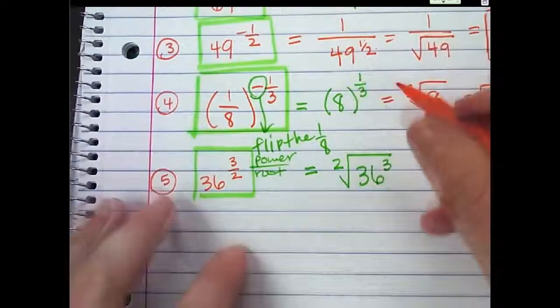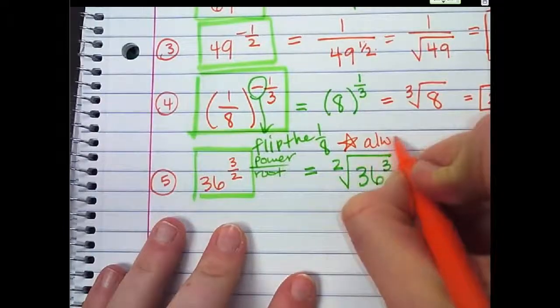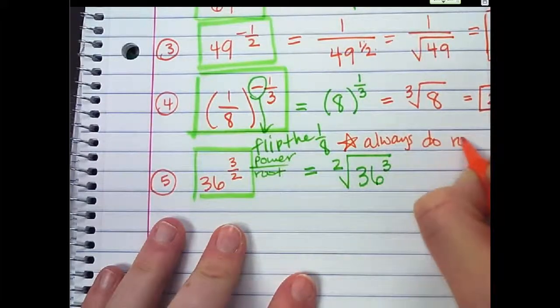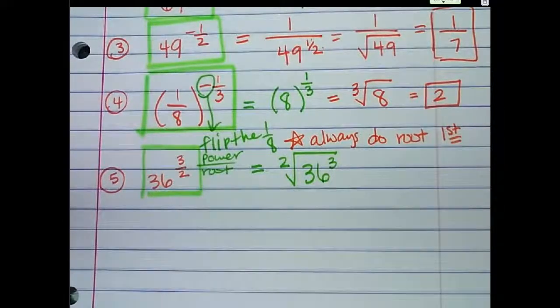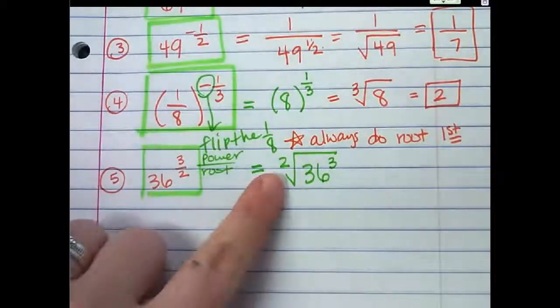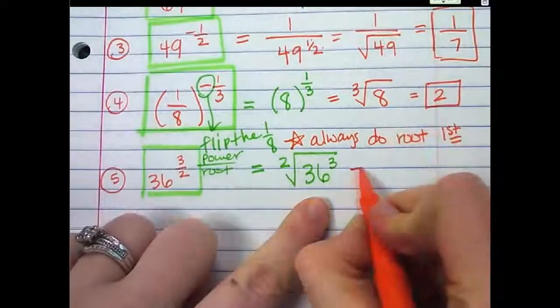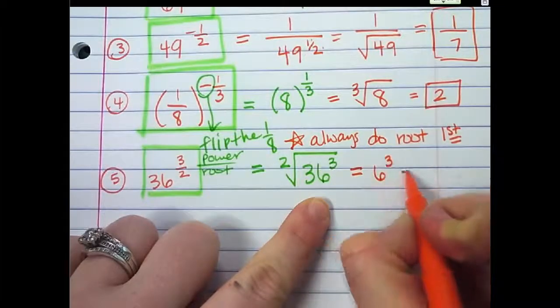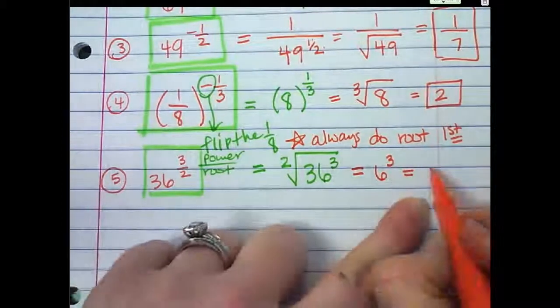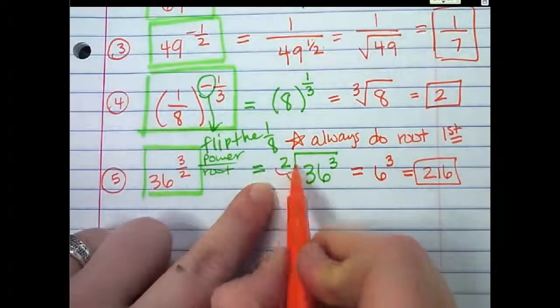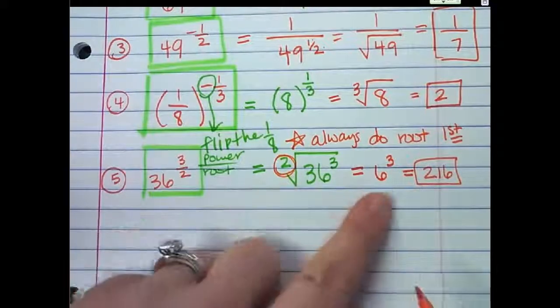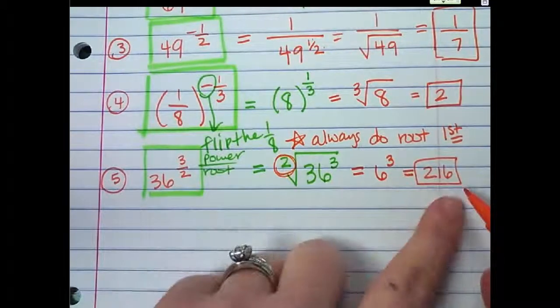Because you don't have a calculator, always do the root first. Always do root first, because if you try to cube 36, that's going to be a huge number. Then you have to figure out what the square root of that is. But if you do the square root first, what's the square root of 36? 6. So now I have 6 to the 3rd, which is 216. Okay, so make sure you see what I did. I took the square root first. I got 6. And then I did 6 to the 3rd is 216.